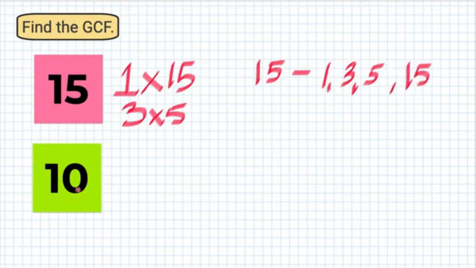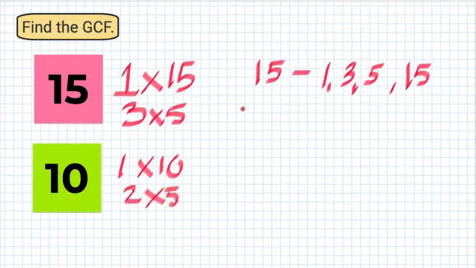Okay, now let's move on to number 10. So 1 times 10, that's a very common one, the number itself. And we can have 2 times 5. Now let's try to check 10. The factors here are 1, 2, 5, and 10.